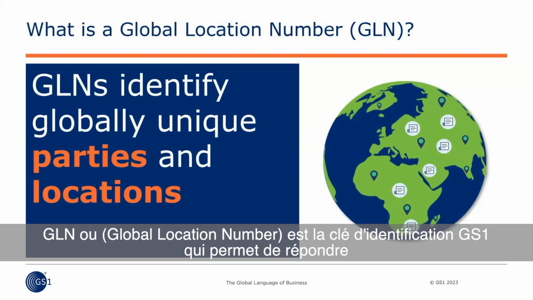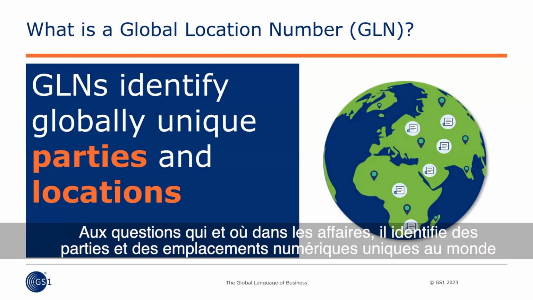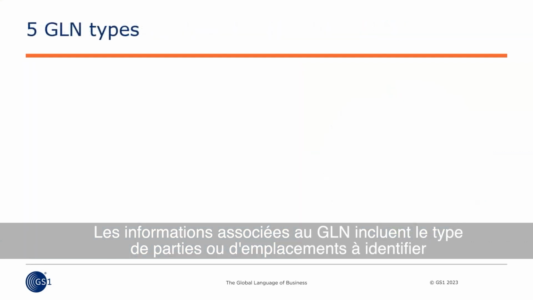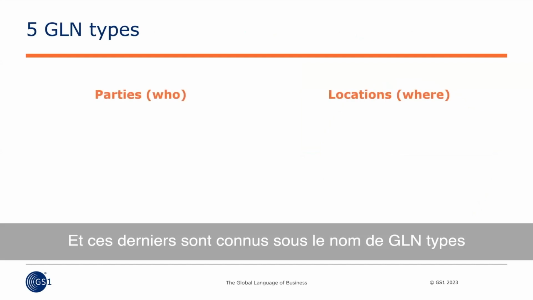A global location number is the GS1 identification key that is used to answer who and where in business. They identify globally unique parties and locations. The information associated with a GLN includes what type of party or location it is identifying. These are known as GLN types.